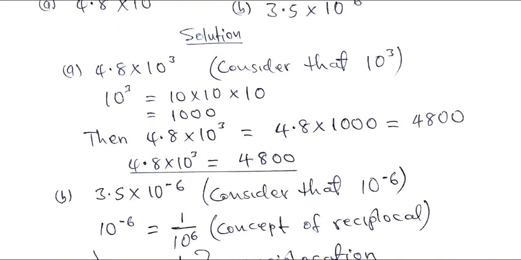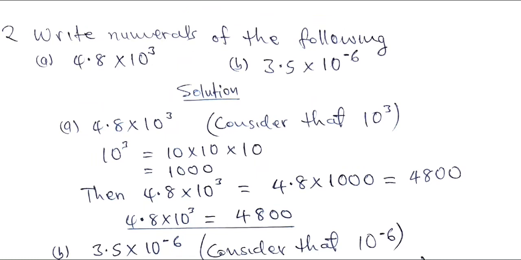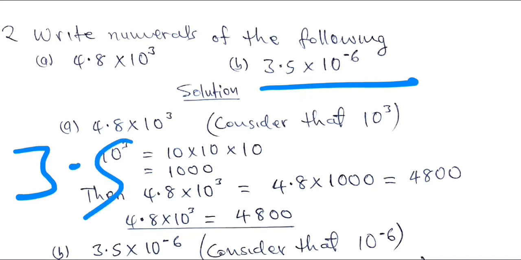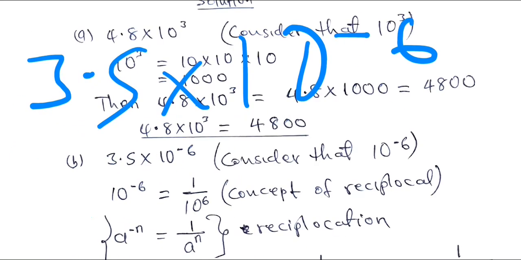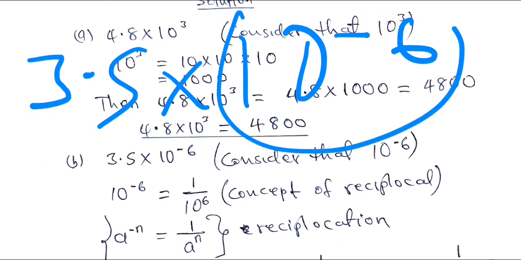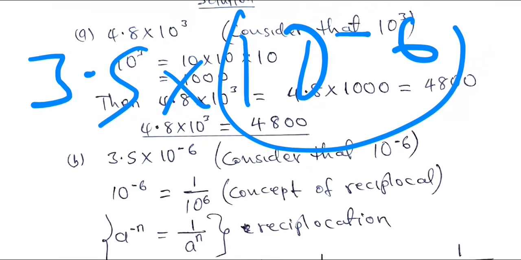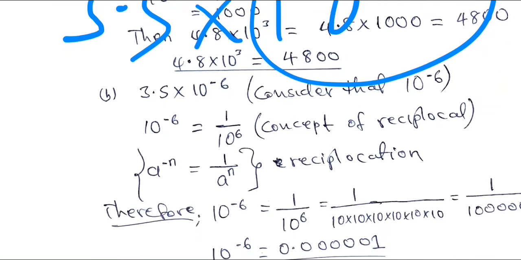Question number B. Now I have this one. I need to write it in numeral form. This is 3.5 times 10 exponent -6. We have to consider this exponent -6. What is it? Let me show you. What is this exponent -6?